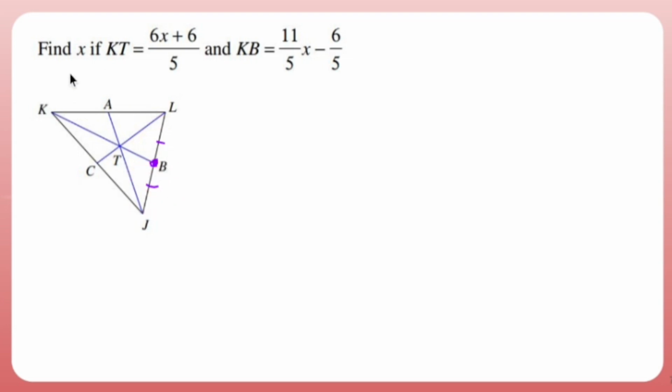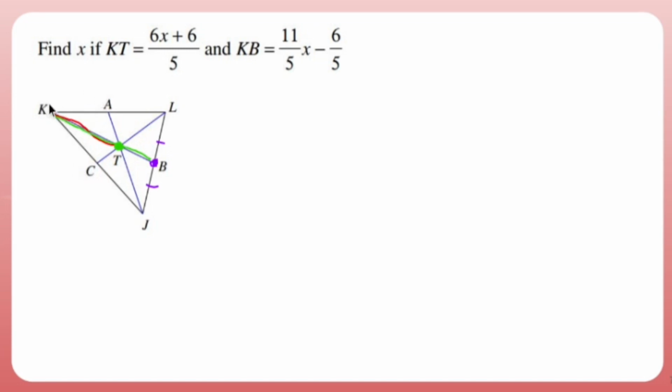Now, is that what I have to do? I have to find KT. So this is even worse. KT is this line right here, and KB is this guy right here, the whole thing. Now, this is called a centroid. It doesn't really affect anything. I just wanted to call it a centroid.